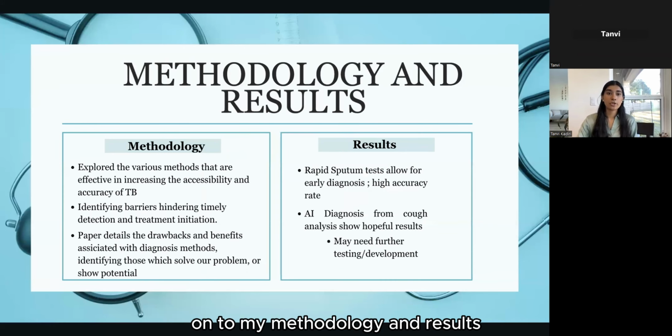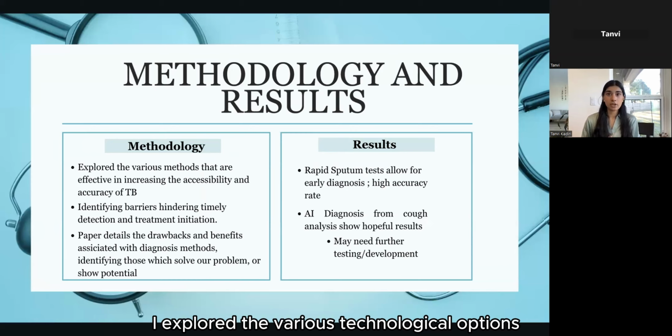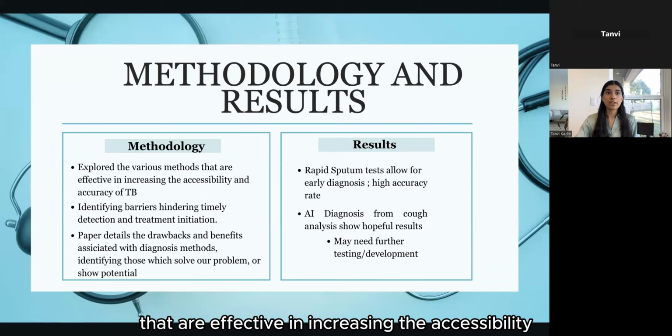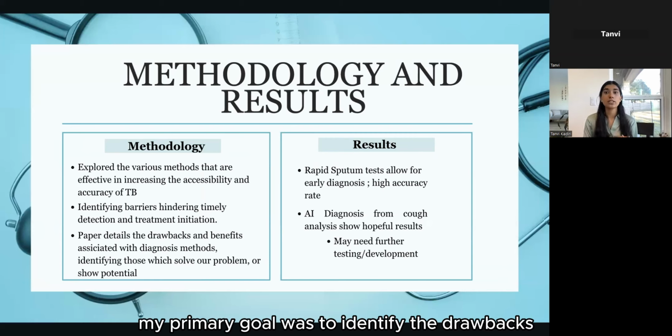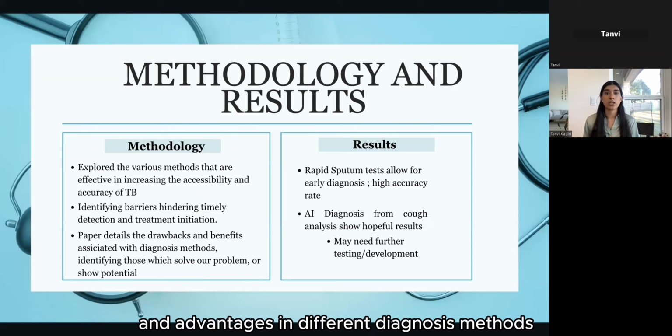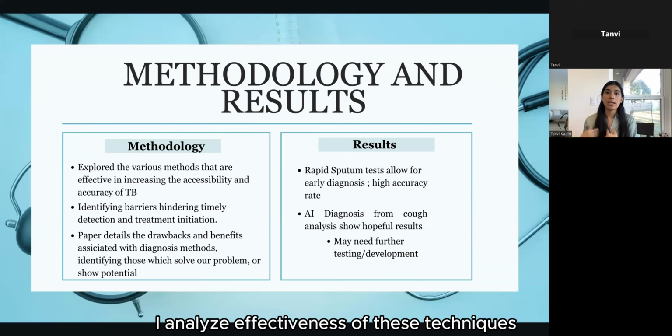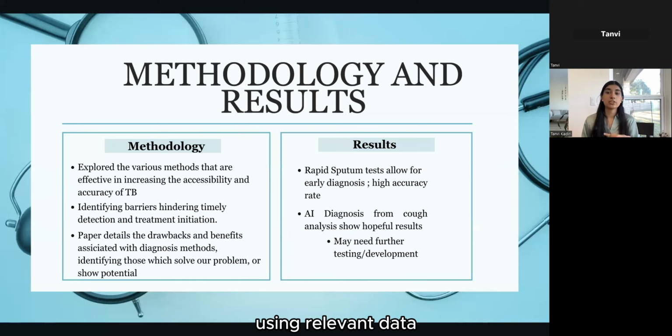On to my methodology and results. To approach my study, I explored the various technological options that are effective in increasing the accessibility and accuracy of TB diagnosis. My primary goal was to identify the drawbacks and advantages in different diagnosis methods. Furthermore, I analyzed the effectiveness of these techniques using relevant data, compiling my findings into a comprehensive research paper.